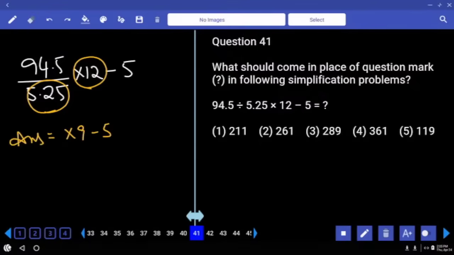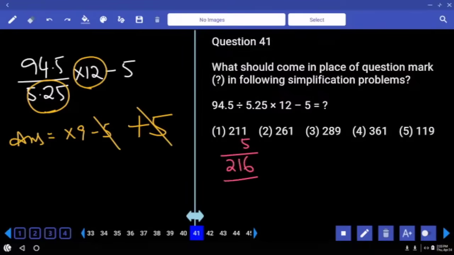To your answer, if you add 5, it should be a 9 multiple. Understood? So add 5 here. Is 216 a 9 multiple? So this can be your answer, hold it. This is a direct multiple of 9. This cannot be your answer.